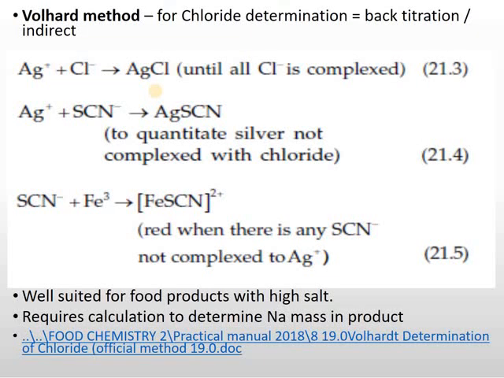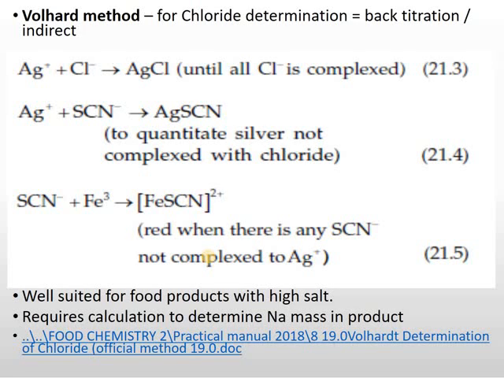And then what happens is that the thiocyanate that is in excess to the silver, because it's the back titration, then reacts with the ferric ion indicator, and it forms a red precipitate. So that red precipitate forms when there is any excess of the thiocyanate that was not complexed to the silver. This might be a bit complicated, but when you go and read it in Nielsen, you will actually understand.